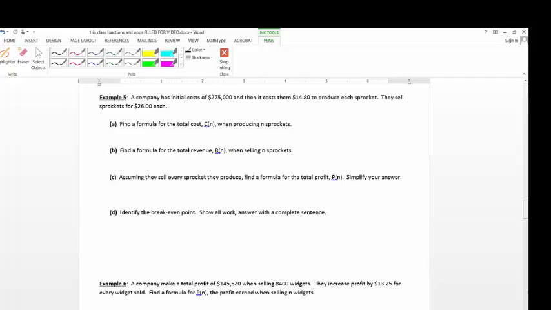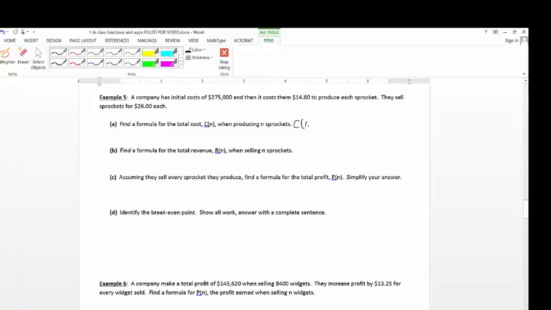Now on to page 4. I'm going to do just a quick review of basic revenue cost profit problems that are very simplistic. In example 5, it says a company has initial costs of $275,000 and it costs them $14.80 to produce each sprocket. So we have initial costs and we have cost per sprocket, and then it tells us how much they're selling the sprockets for. Formula for total cost.